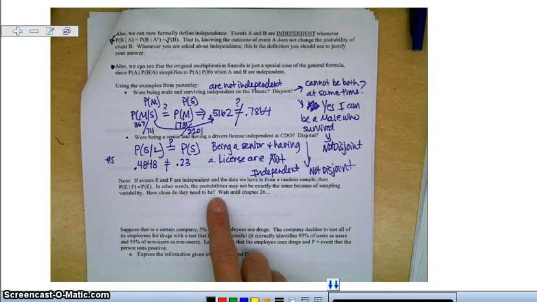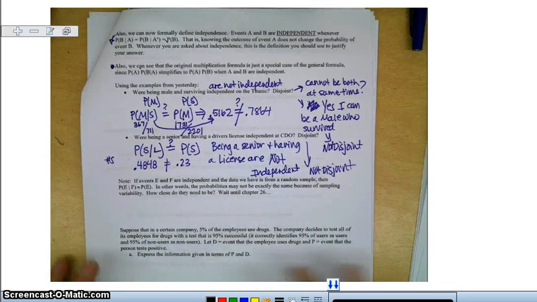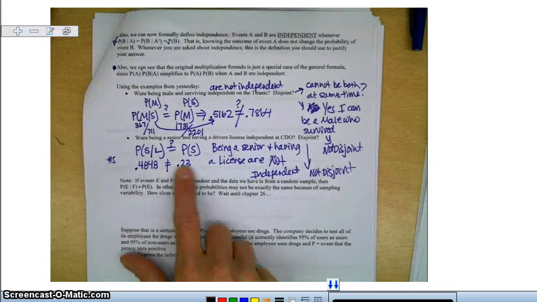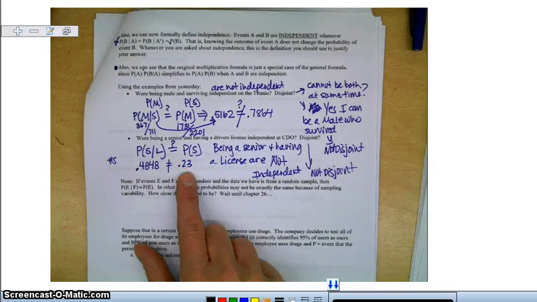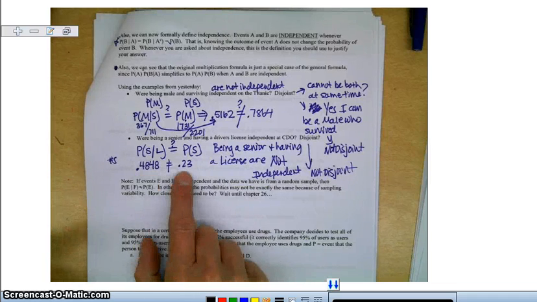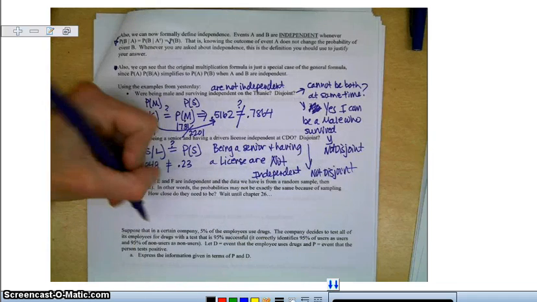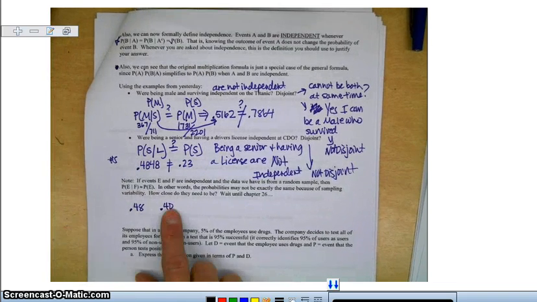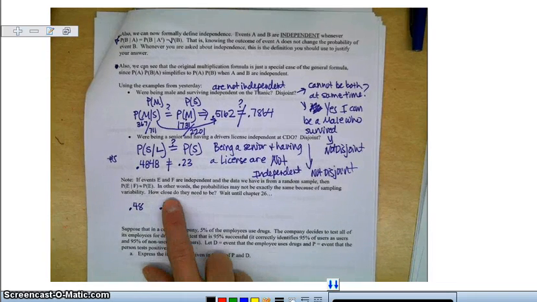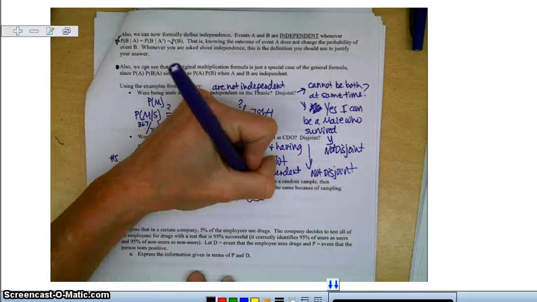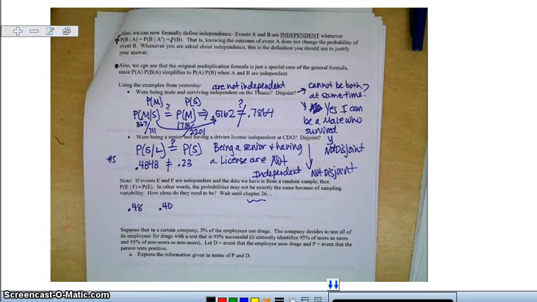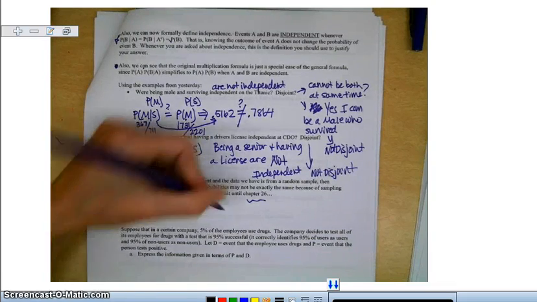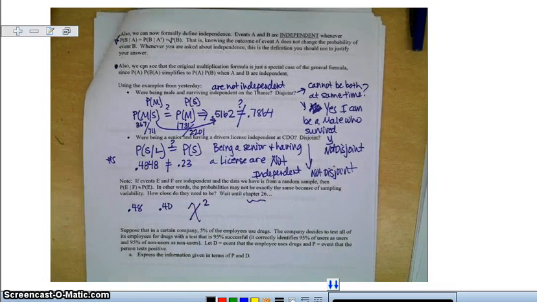How close do they need to be? Well, that's where we'll wait until Chapter 6. What kind of range are you going to allow? I just said that at least the first digits have to be the same. But would I allow like 0.48 to be the same as 0.40? Are those close enough? That's the type of thing we need to figure out. That won't be till the very end of the year that we'll learn a test actually called the chi-squared test, written chi-squared, to decide if they're close enough.